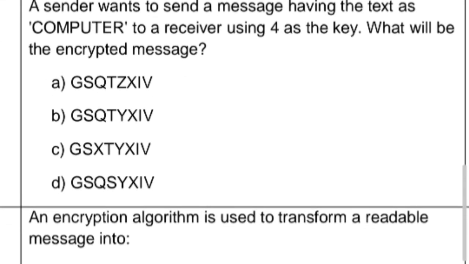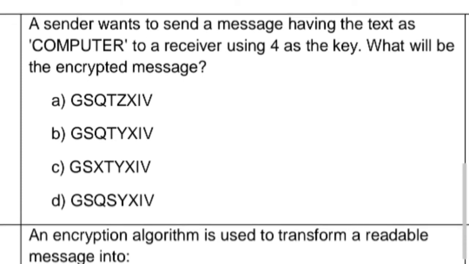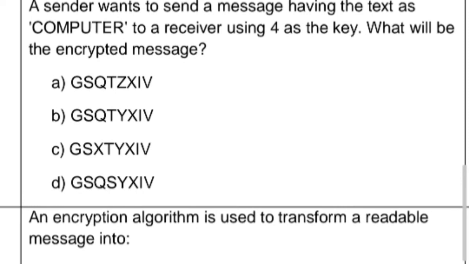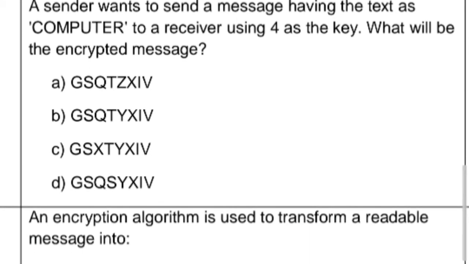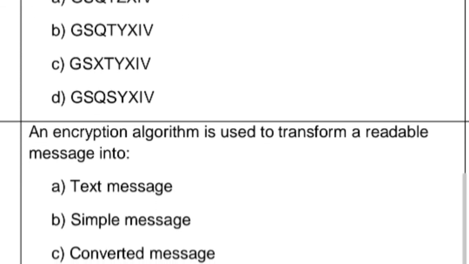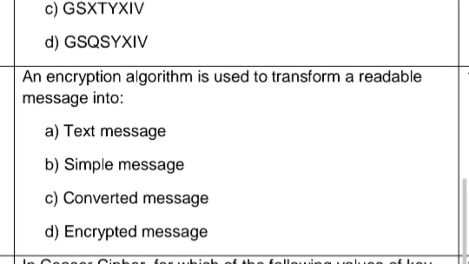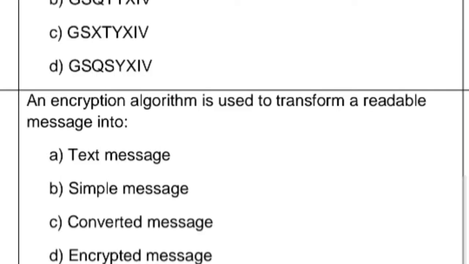Similarly, M will become N, O, P, Q, that is Q, and so on, giving us the letters T, Y, X, I, V. So, our correct answer would be option B, that is GSQTYXIV. The next question is, an encryption algorithm is used to transform a readable message into unreadable form, that is it is converted into an encrypted message. So option D would be the correct answer. With the help of the encryption process, we convert the readable message into encrypted message.